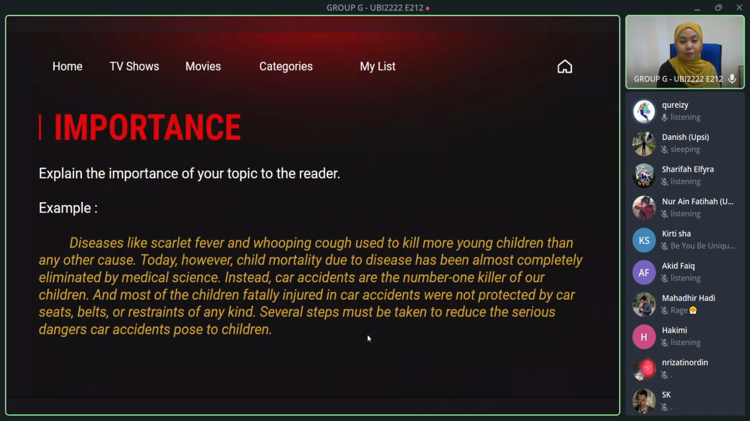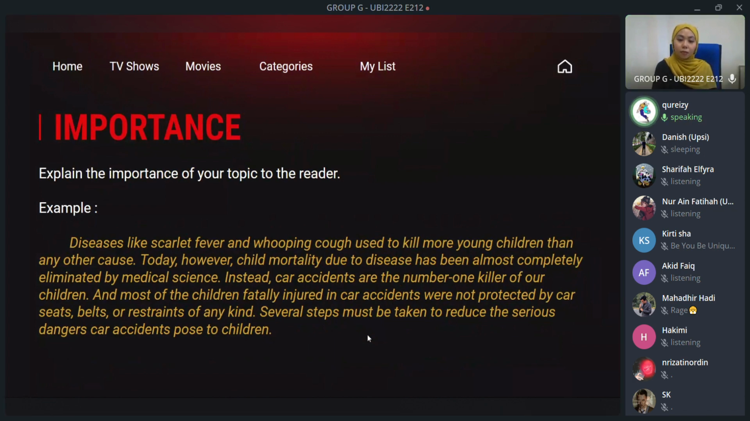Diseases like scarlet fever and whooping cough used to kill more young children than any other cause. Today, however, child mortality due to disease has been almost completely eliminated by medical science. Instead, car accidents are the number one killer of our children, and most of the children fatally injured in car accidents were not protected by car seats, belts, or restraints of any kind. Several steps must be taken to reduce the serious dangers car accidents pose to children.